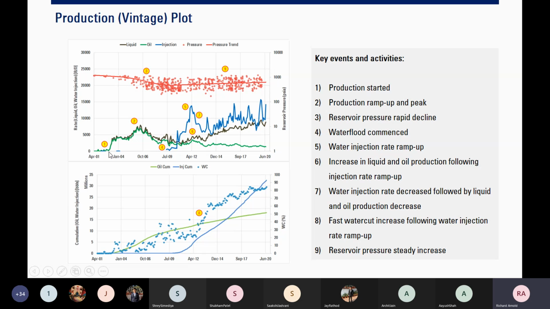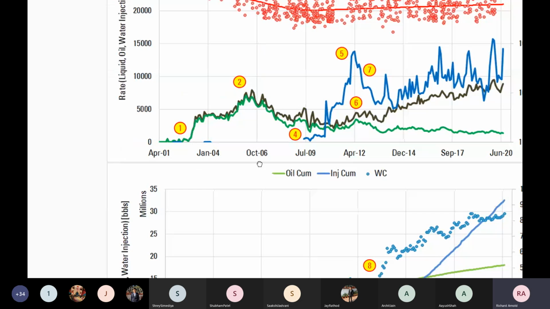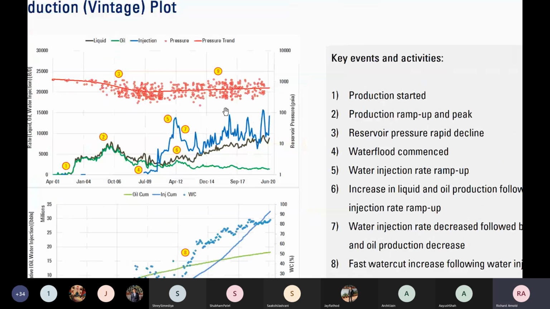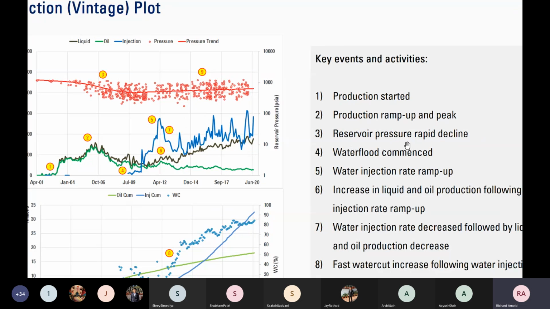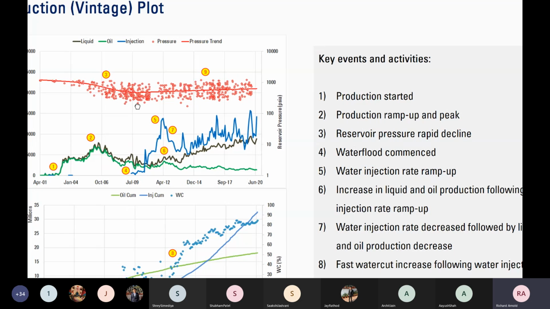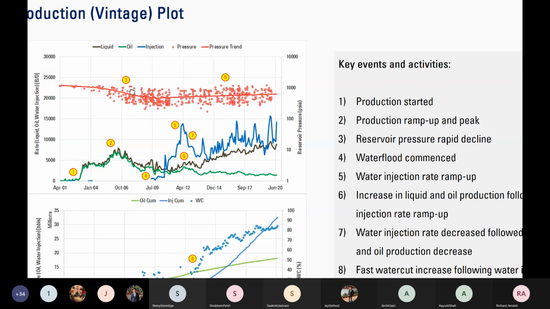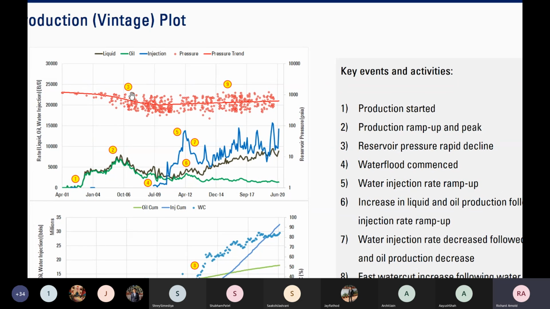Very easy first. And then at number 2, production ramps up and peaks. As a new engineer, you need to construct this kind of plot. And at number 3, reservoir pressure rapidly declines. Actually, it is plotted at logarithmic scale. In linear scale, you will see the reservoir pressure decline is very rapid. And that's bad. We need to implement water flood or water injection as soon as possible.